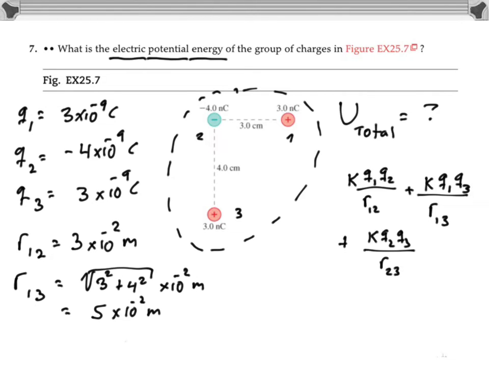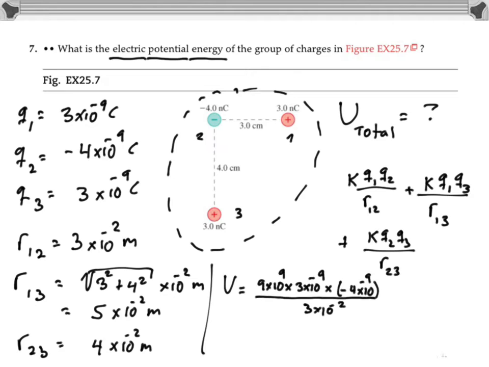So as you know, that's a 3, 4, 5 right angle triangle. So the answer is 5. The distance between 1 and 3 is 5 centimeters, or 5 times 10 to the minus 2 meters. Finally, the distance between 2 and 3, which we're going to need for the total energy calculation, is going to be 4 centimeters, or 4 times 10 to the minus 2 meters.